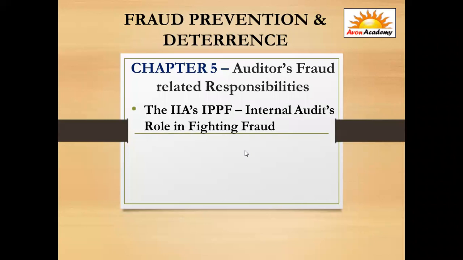Then we have the IPPF internal audit role in fighting fraud, how they are going to help us. In considering fraud, if you have a competent auditor who is alert, he is able to evaluate the red flags and recommend an investigation when appropriate. The role of an internal auditor in fraud investigation varies by organization. Internal audit may have primary responsibility for fraud investigation, may serve as a resource for investigation, or may have no involvement at all. So it depends upon how you are going to use the internal resource.